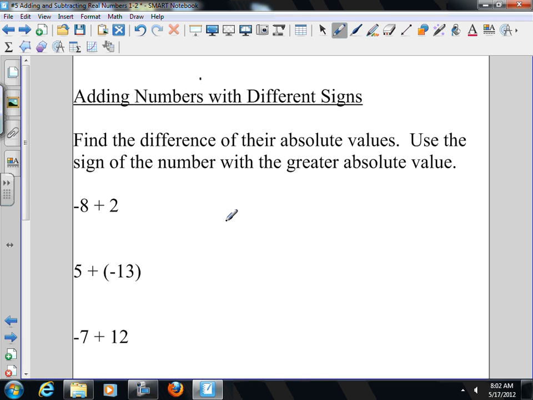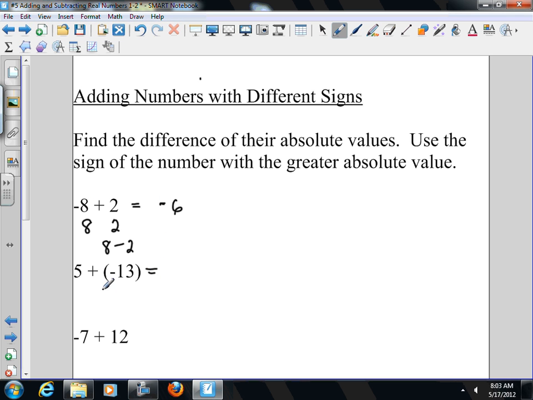Adding numbers with different signs. What we're going to do is find the difference of their absolute values and use the sign of the number with the greater absolute value. So let's see how this works. Absolute value of negative 8 is 8. Absolute value of 2 is 2. The difference between 8 and 2, in other words 8 minus 2, is 6. Which absolute value is bigger, 8 or 2? Well, that was 8. That goes back to the problem that had a negative in front of it, so we make it negative.